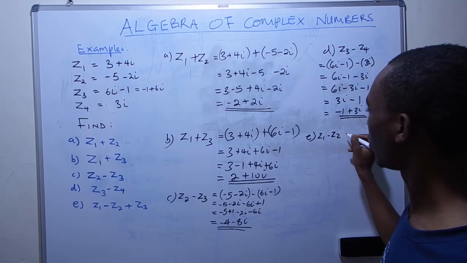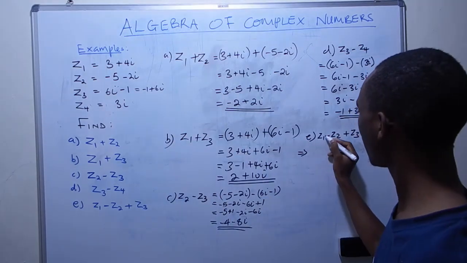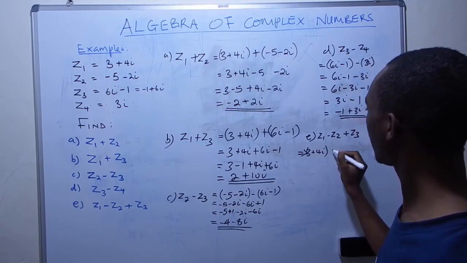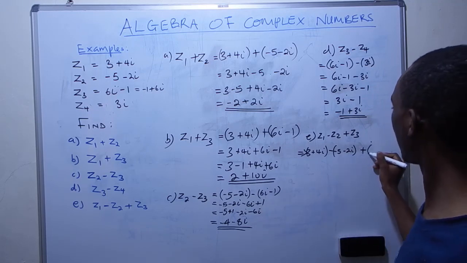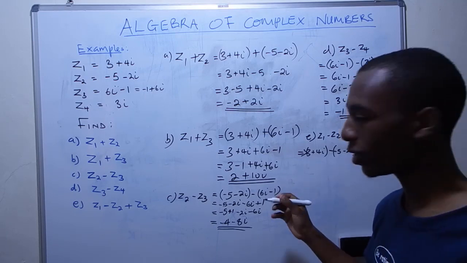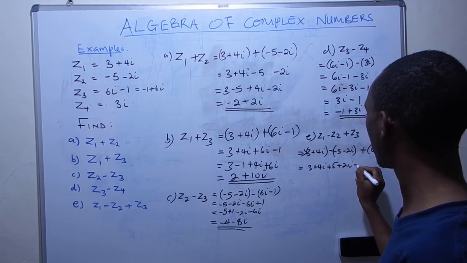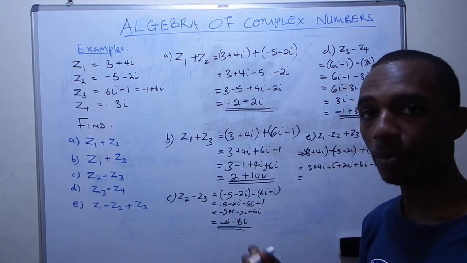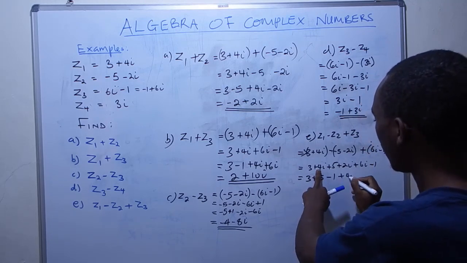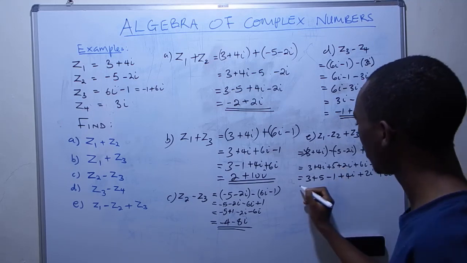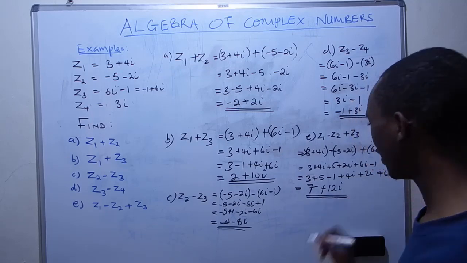Okay, finally we have Z1 minus Z2 plus Z3. Okay, so we have 2 operations in one question. Let's do that. We have 3 plus 4i, that's Z1, minus negative 5 minus 2i, plus Z3, which is 6i minus 1. Okay, so let's open the brackets quickly. We have 3 plus 4i, minus and minus, that's plus 5 plus 2i plus 6i minus 1. Let's collect the real parts together and the imaginary parts together. So we have 3, that's the real part, and 5 and minus 1. Then the imaginary parts, we have 4i, 2i, and 6i. So 3 plus 5 minus 1, that's 7. 4 plus 2 plus 6, that's 12i. Okay, that's our final answer.